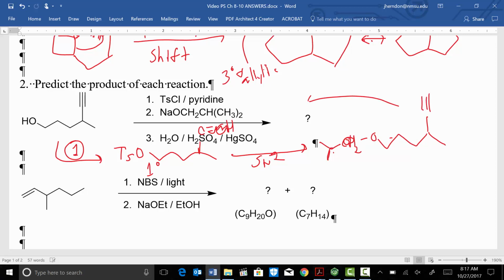Okay, and step 3. It's alkyne hydration.